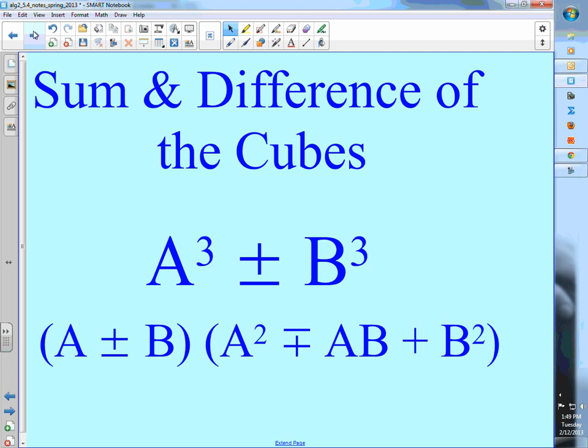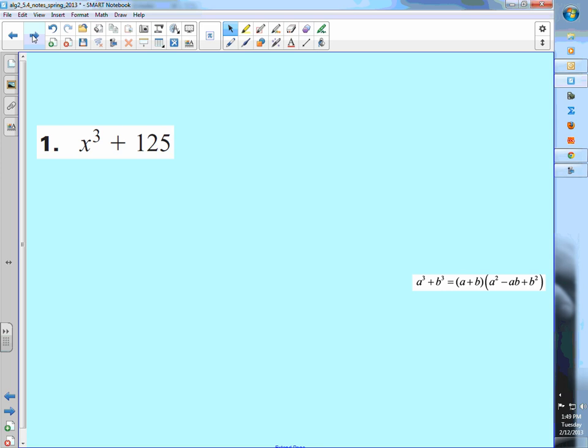This is another pattern. You're really going to want to memorize it. And we're going to power through a bunch of examples with this. This is the first of the new things for the day. I think some of you have seen sum and difference of the cubes before. We need to just visit it again. All right, so let's look at the pattern.